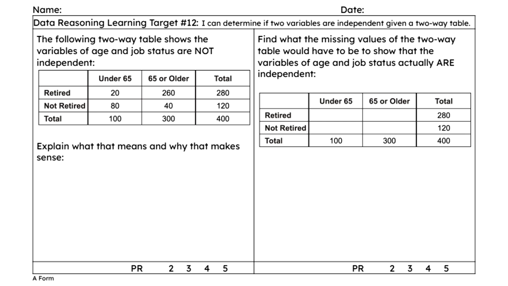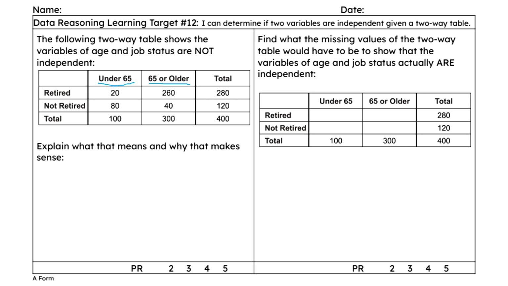On the left, it says the following two-way table shows the variables of age and job status such that they are not independent. So these are two things that are connected. We want to explain what that means and why it makes sense. So let's take a look at this table. Age is one of the things we're looking at, and we've got two categories: under 65 years old and over 65 years old.